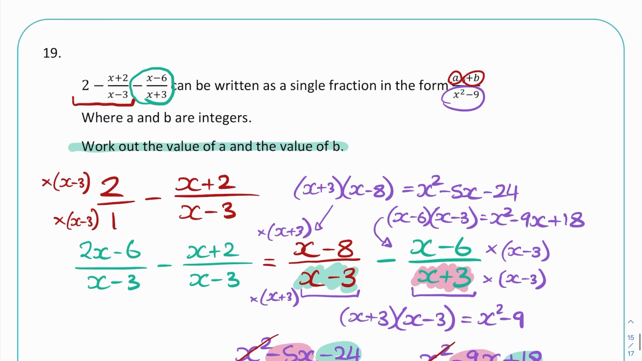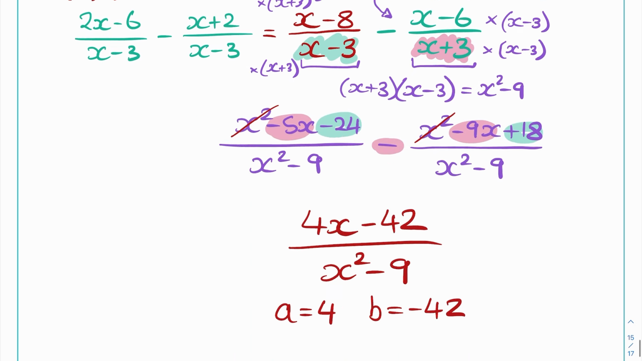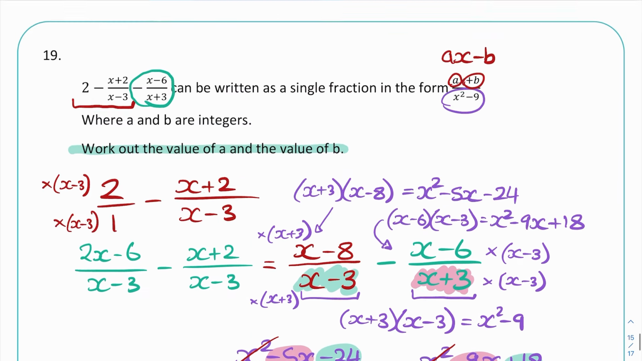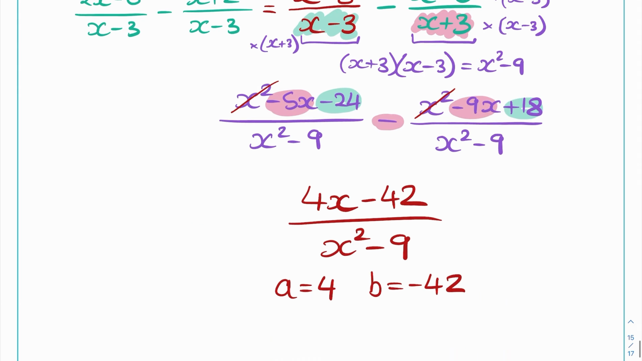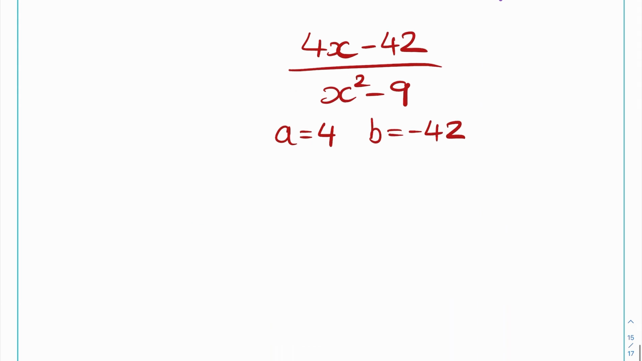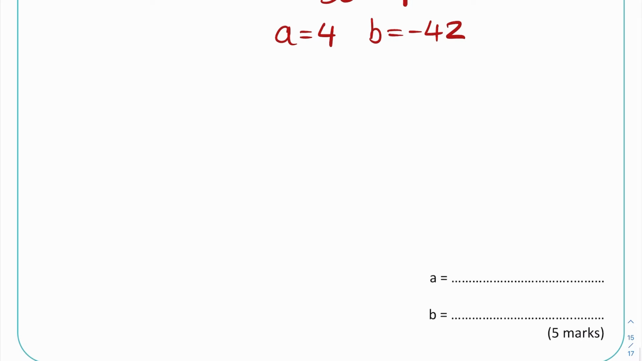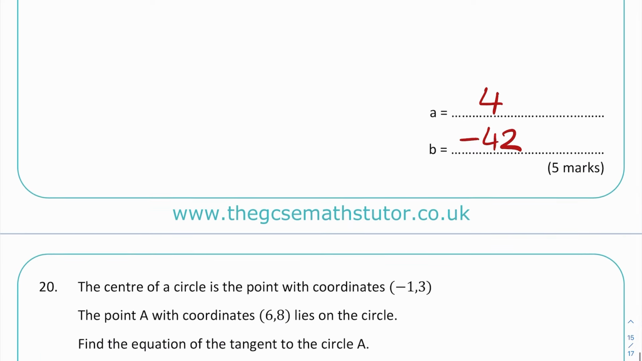Just a little side note there, if they put ax minus b on the top, then you wouldn't have to put the minus with the 42 because it was already telling you it was negative. The b would just be the value there. But as they've put a plus symbol, we need to incorporate the fact that it is negative. And there we go, on the dotted line, it asks us for a, which is 4, and for b, which is negative 42. And there we go, there is some algebraic fractions.